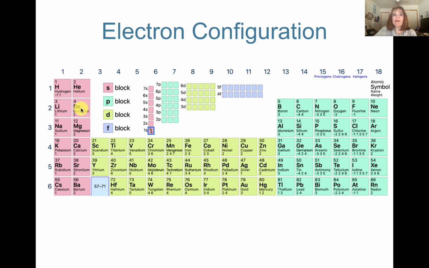Beryllium is located right here. It is on shell 2 in the S block in seat number 2, like it was a stadium or a restaurant. So to write the electron configuration for beryllium, we would write 1s2, 2s2, because shell 1, section S, has 2 electrons in it, and shell 2, section S, has 2.